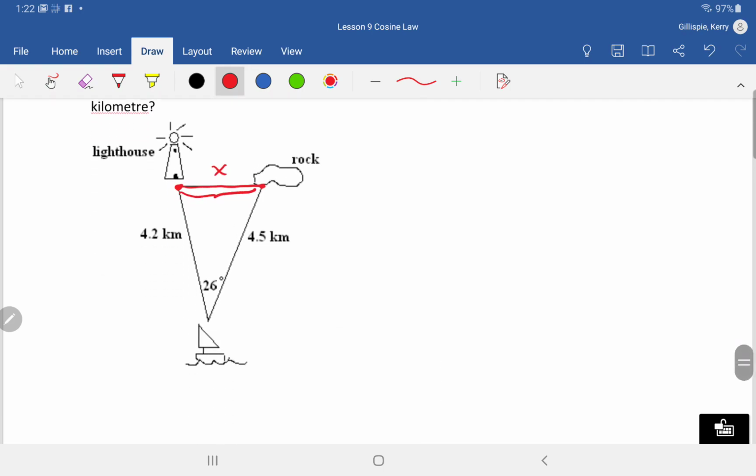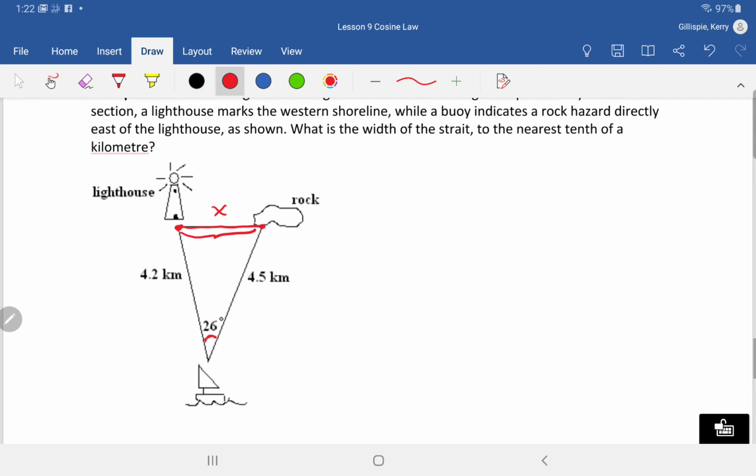All right, we don't have a complete pair. We know the 26 degrees, but we don't know the side across. We know the 4.5, but we don't have the angle at the lighthouse. And we know the 4.2, but we don't have the angle at the rock. So no complete pair, it's going to have to be cosine law. And since we're solving for side length, we're going to do x squared equals.